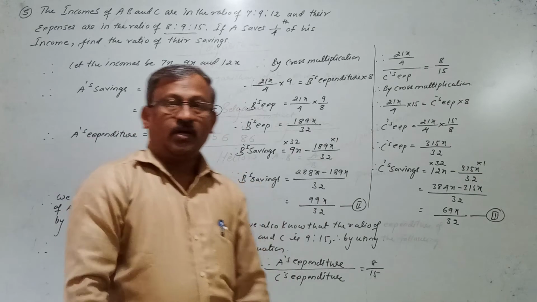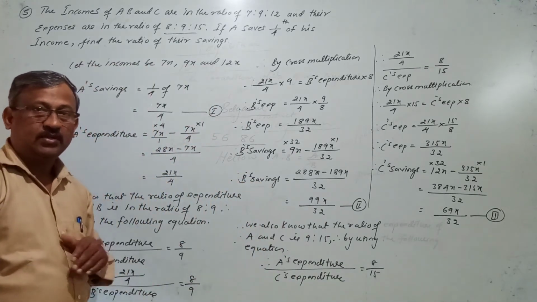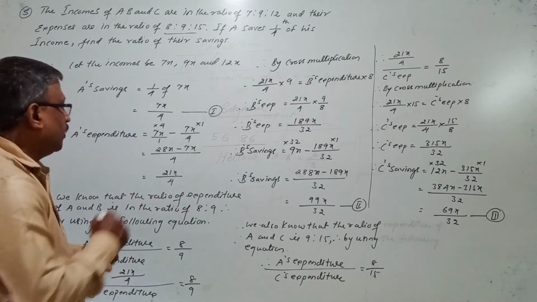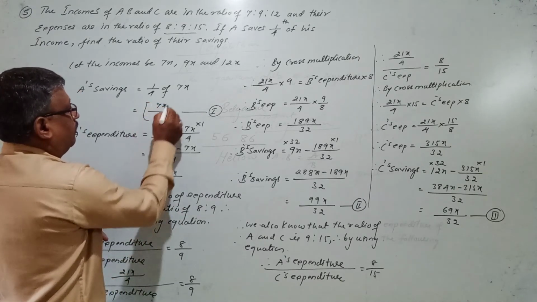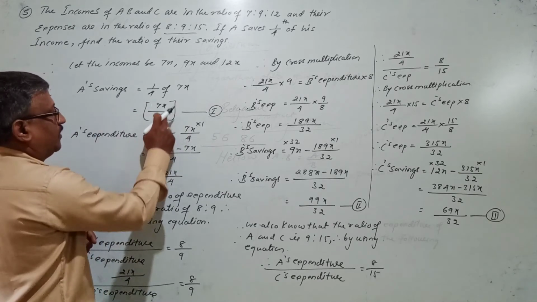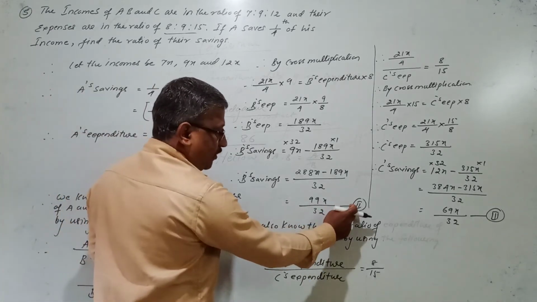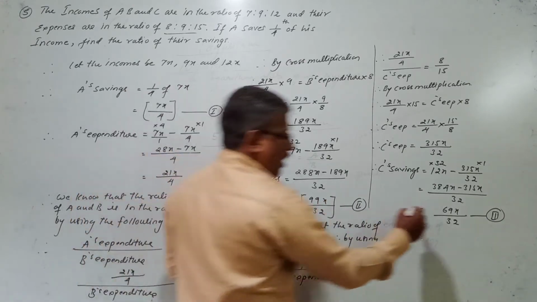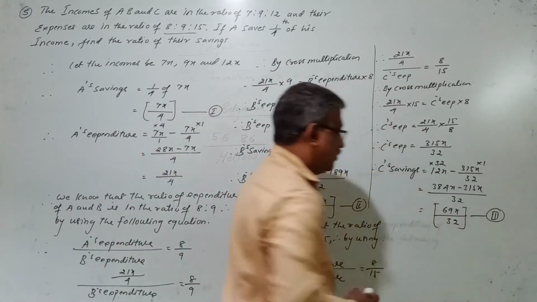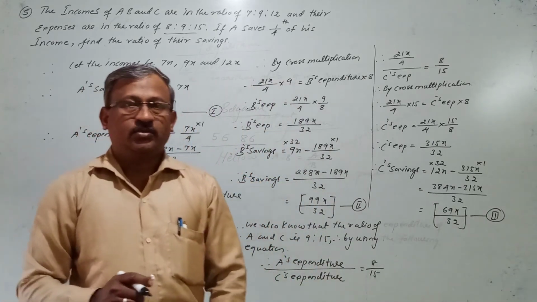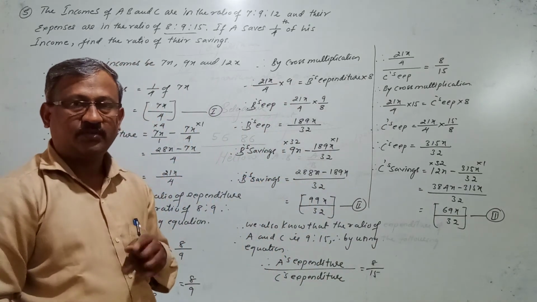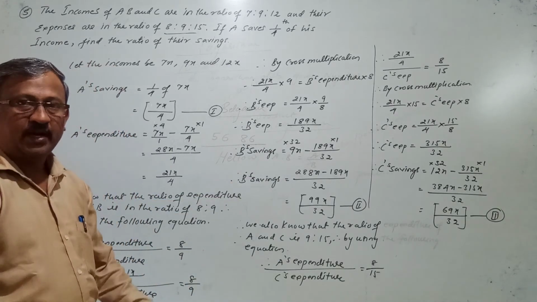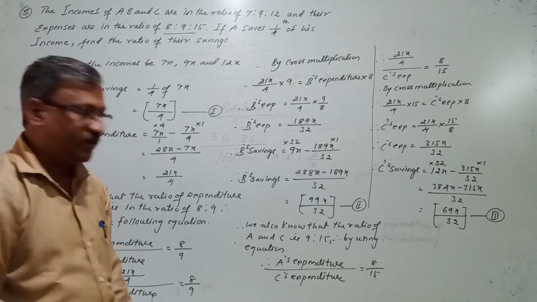Now we know the savings of whom? Of A, B and C. Here we have calculated A's savings as 7x divided by 4. Here we have written the second equation. This is the savings of B, and this is the savings of C. So like this we have got the savings of all three persons. Now take these savings and remove the ratio, so you get the ratio of savings of A, B and C.